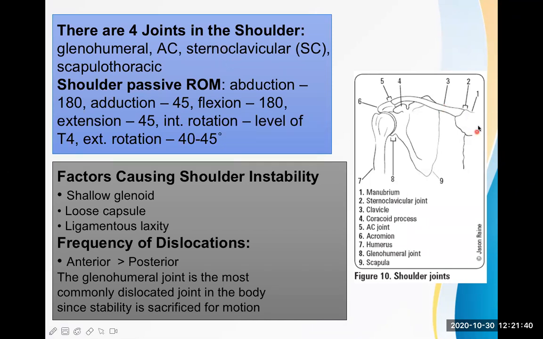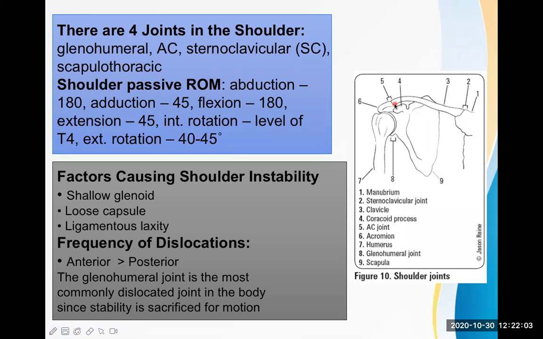Look at here. This bone is the manubrium sterni. Okay, this is the upper part of the sternum bone. Now, here is the clavicle. This is a clavicle bone. This is the external end.